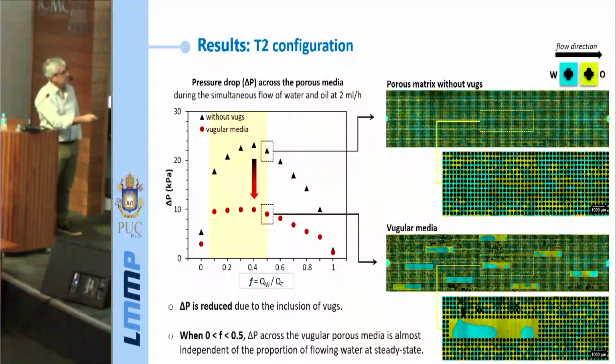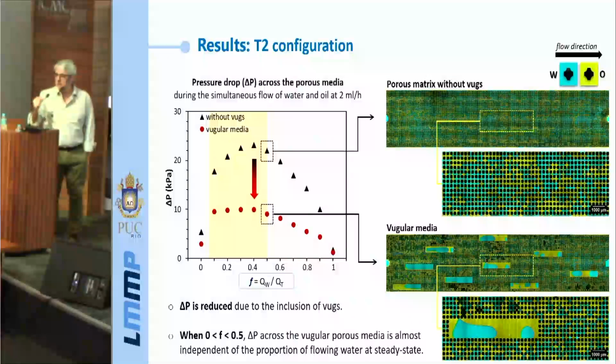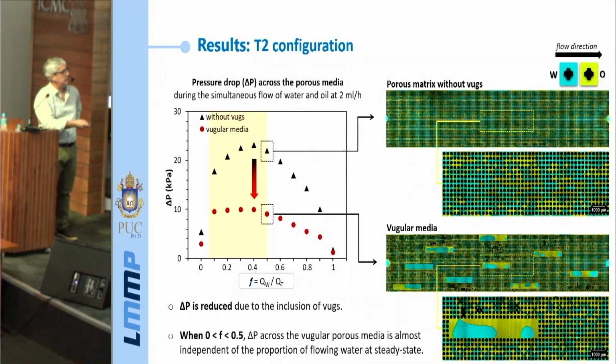So if we look at the data for the same experiment, but now with the vugular porous media, as expected, the pressure drop in the vugular porous media is always smaller, but you can see that there's a range where the pressure drop doesn't change, and the difference of pressure drop between the media without vugs and with vugs is much higher than what you get with the single-phase flow. So that's showing that the two-phase flow is really being strongly affected by the presence of these vugs. Here's just an example of the state of the porous media at this condition at steady state.